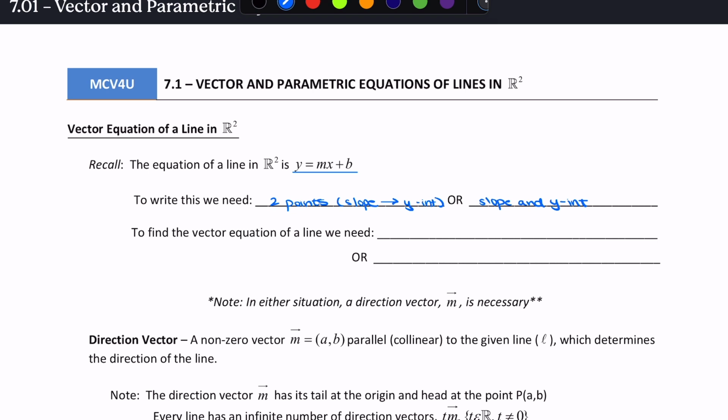And so here, again, to find the vector equation of a line, we need either 2 points or 1 point and the direction vector. Okay, so note here that in either situation, a direction vector m is necessary.